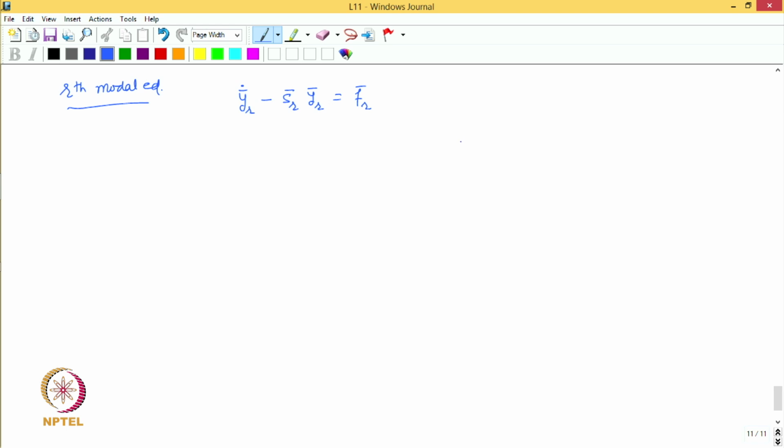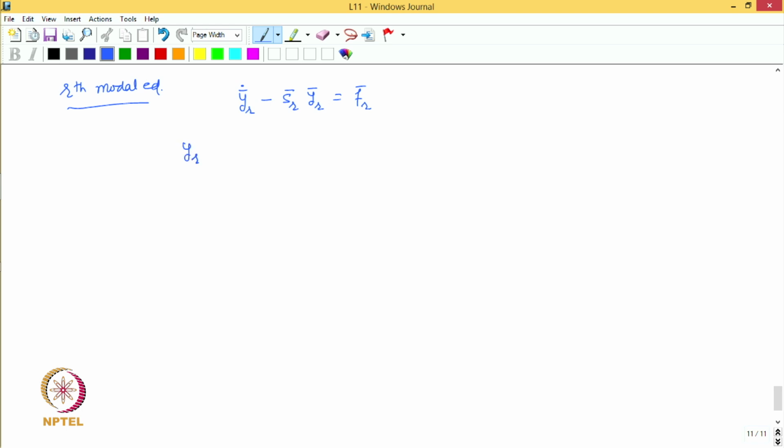And now the question is, can we use convolution integral here to find the response? Then the answer is yes, we can find out, because it is a system subjected to a force Fr. So, if I know the impulse response for this equation, then I can find the modal response. So, let us write that.